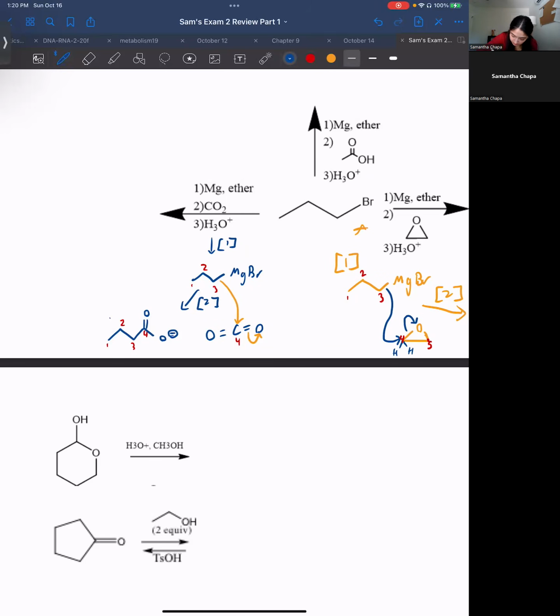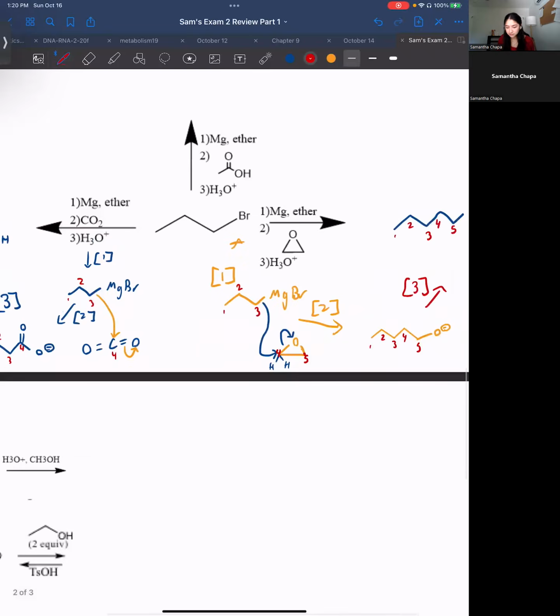And so, last step, step number 3. Step number 3 is just protonation. So then I'm going to write everything the same and protonate my negatively charged oxygen. Count my carbons, 1, 2, 3, 4, and we're good. That should be our answer.